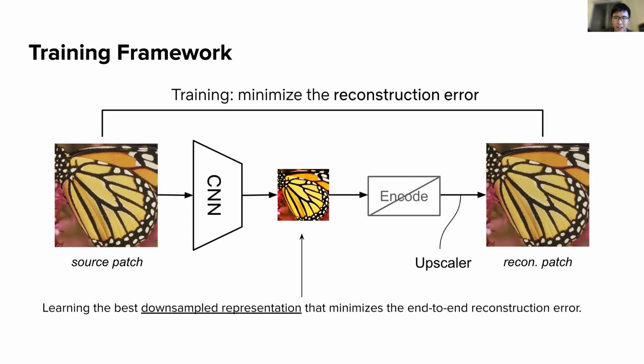So the downscaled patch is then upscaled back to the original resolution, and we minimize the mean square error between the source patch and its reconstruction. For the upscaler shown in this figure, we adopted bicubic interpolation because we found that it can generalize well to different upsampling algorithms, as we will show later.